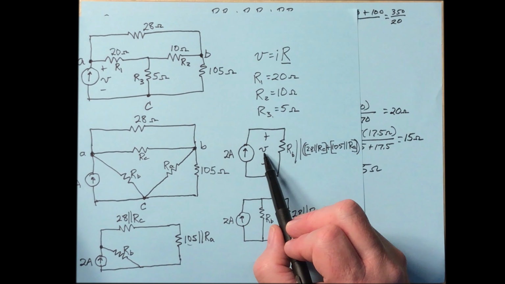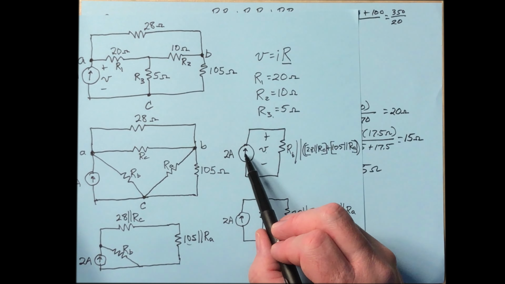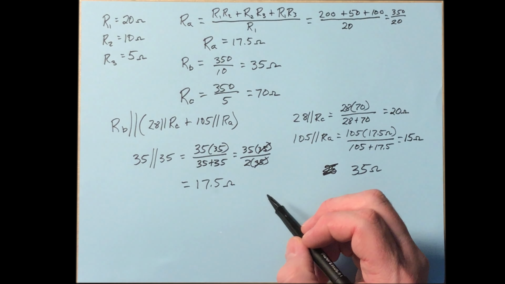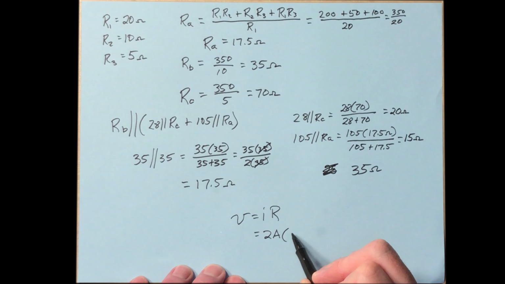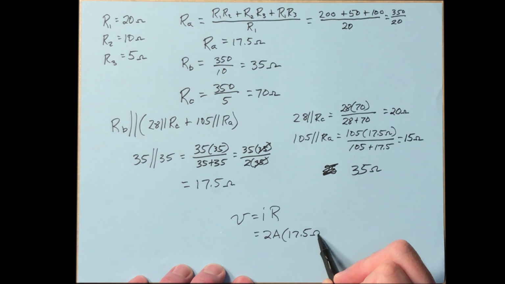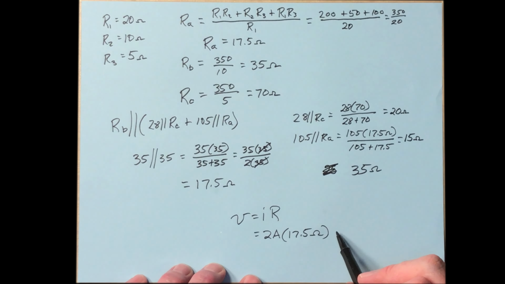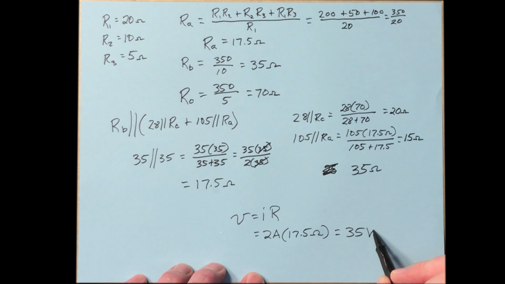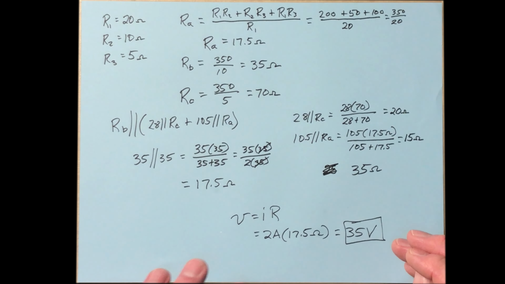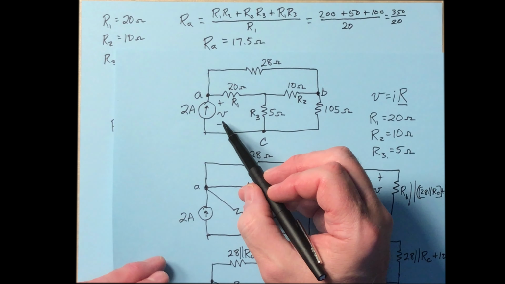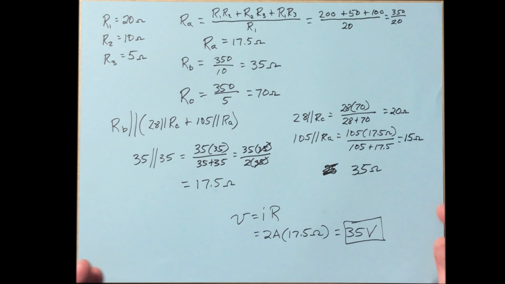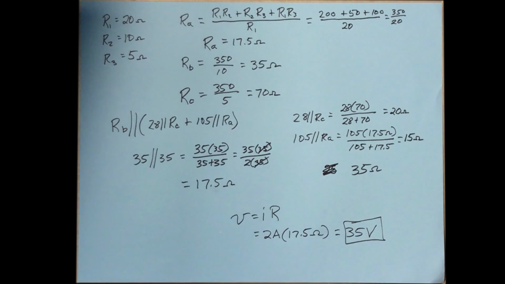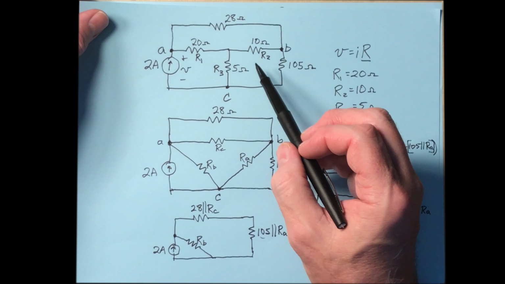Now we need to figure out what the voltage is. Voltage is going to be I times R, where I is 2 amps. So V equals IR. It's going to be 2 amps times 17.5 ohms, and 2 times 17.5, 35 volts. Final answer for this question, what is the voltage across the 2 amp source? Answer, 35 volts.